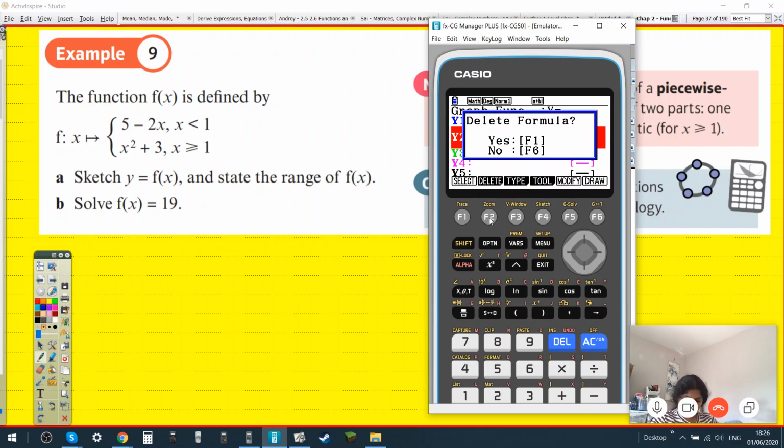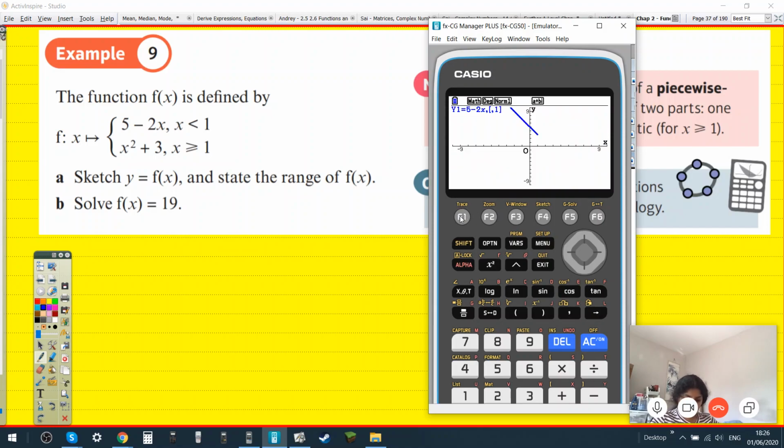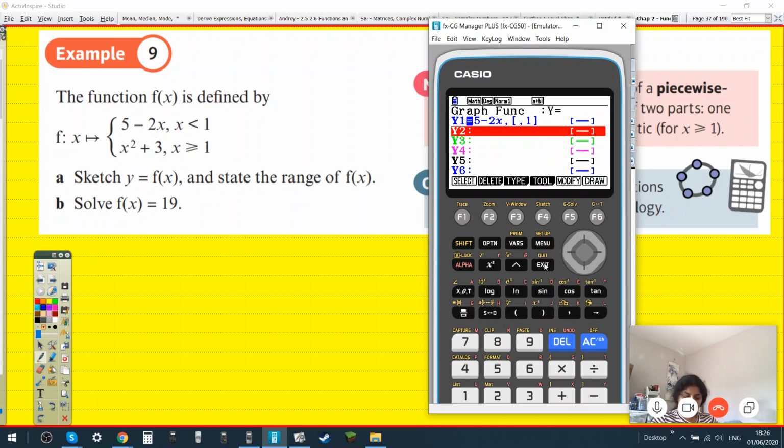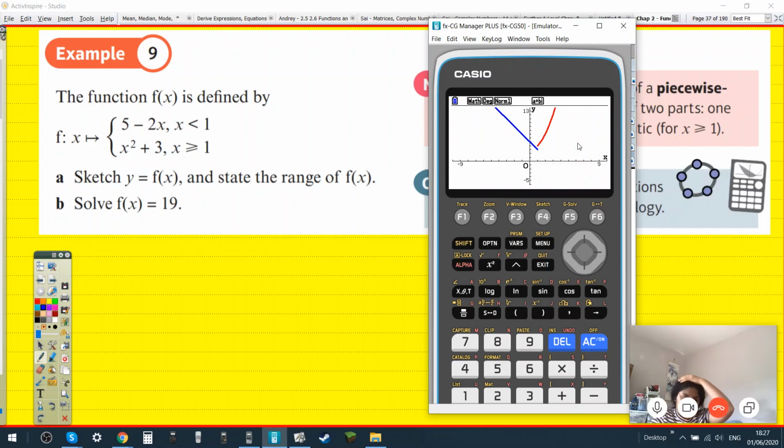Then x squared. And so for that one you just get part of the graph. And then the other one, x squared plus 3, comma. Shift plus 4, open square brackets. This time it's starting at 1, comma, leave blank for positive infinity. That'll just keep going. Shift minus 4, close bracket. Draw. And there you go.